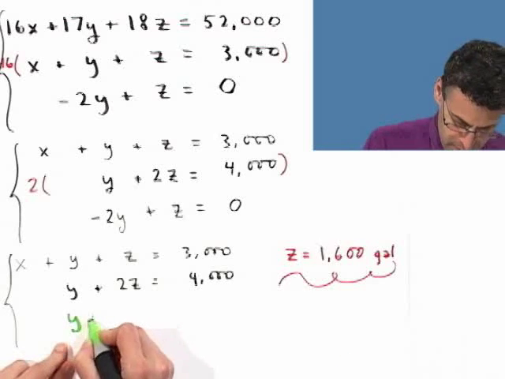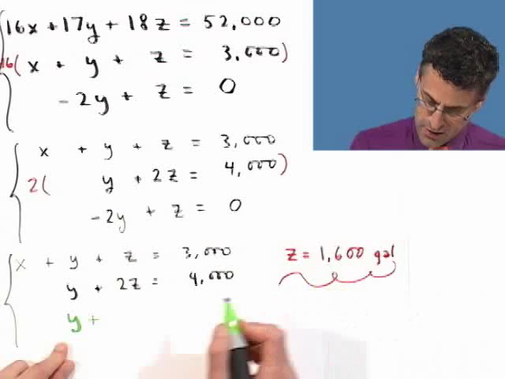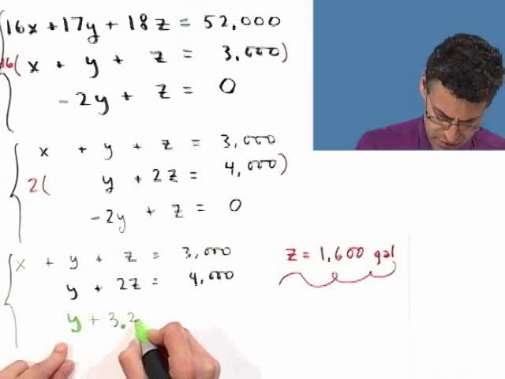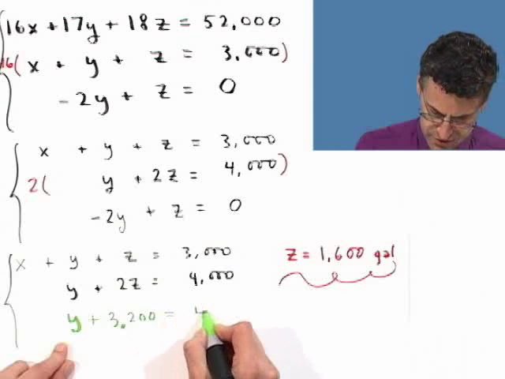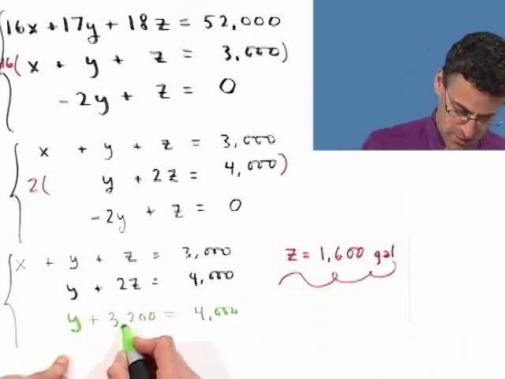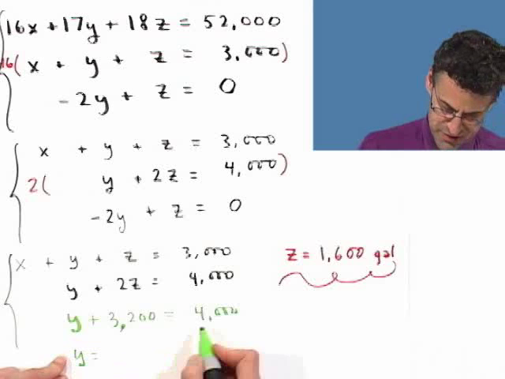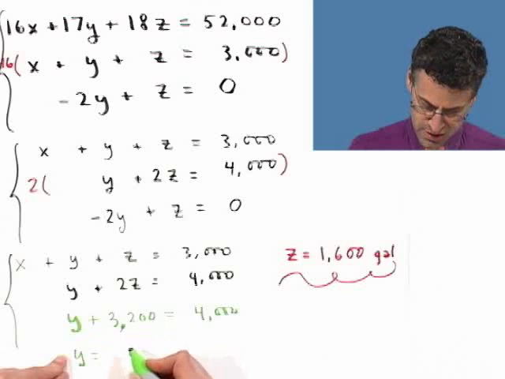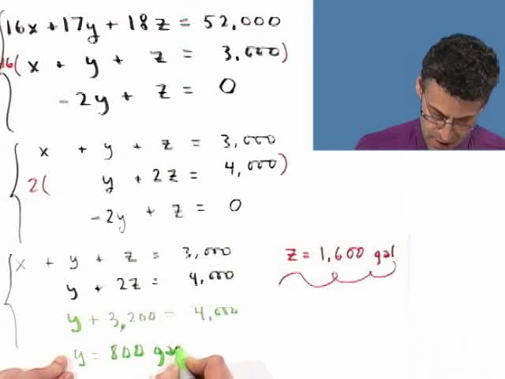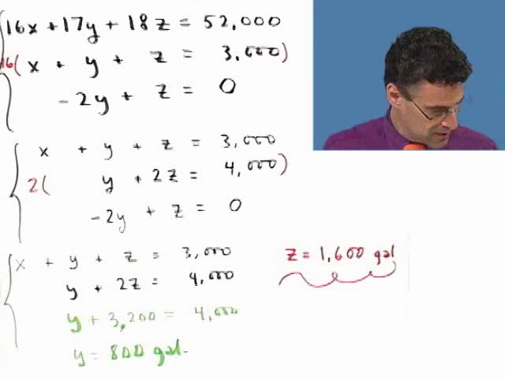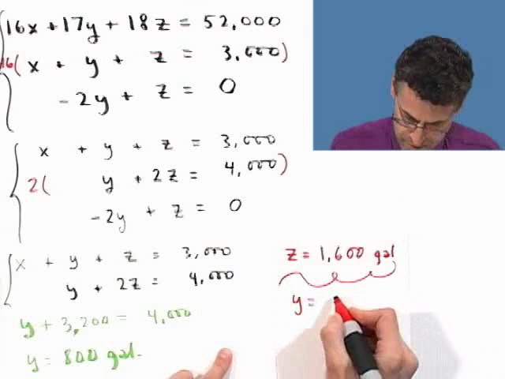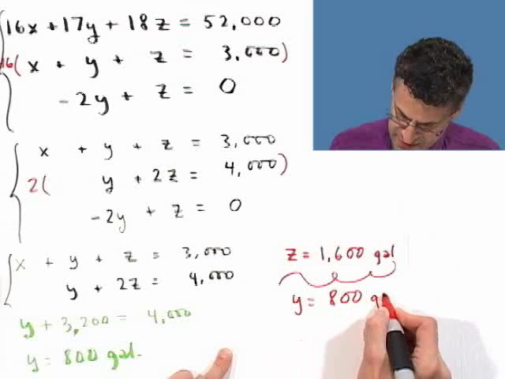Y plus 2 times that, which is going to be 3,200, equals 4,000. Do you see how I'm taking the z I have and plugging it in here? And so that means that y equals 4,000 minus 3,200, which is about 800 gallons. So let's quickly write that down before I forget. Okay, so the y equals 800 gallons. Look how nicely this is working out.